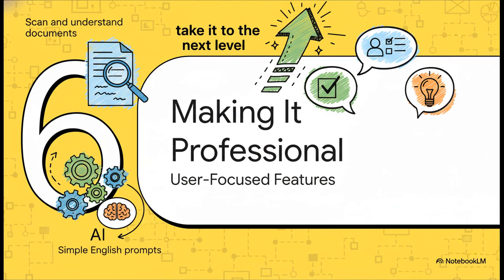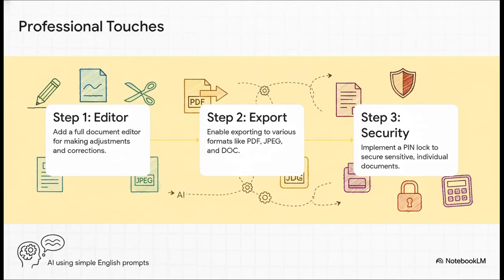Okay, our app is now seriously powerful. It can scan documents and actually understand them. But to really make it feel like a professional, polished app that people would pay for, it needs a few more touches. We're going to add 3 final features that take it from a cool tool to a real product. So, with just a few more simple prompts, we're going to knock out 3 key features. First, a document editor, because let's be honest, no scan is ever perfect. Second, we'll let users export their scans as a PDF or an image. And finally, a super important one, a pin lock to keep sensitive documents safe.